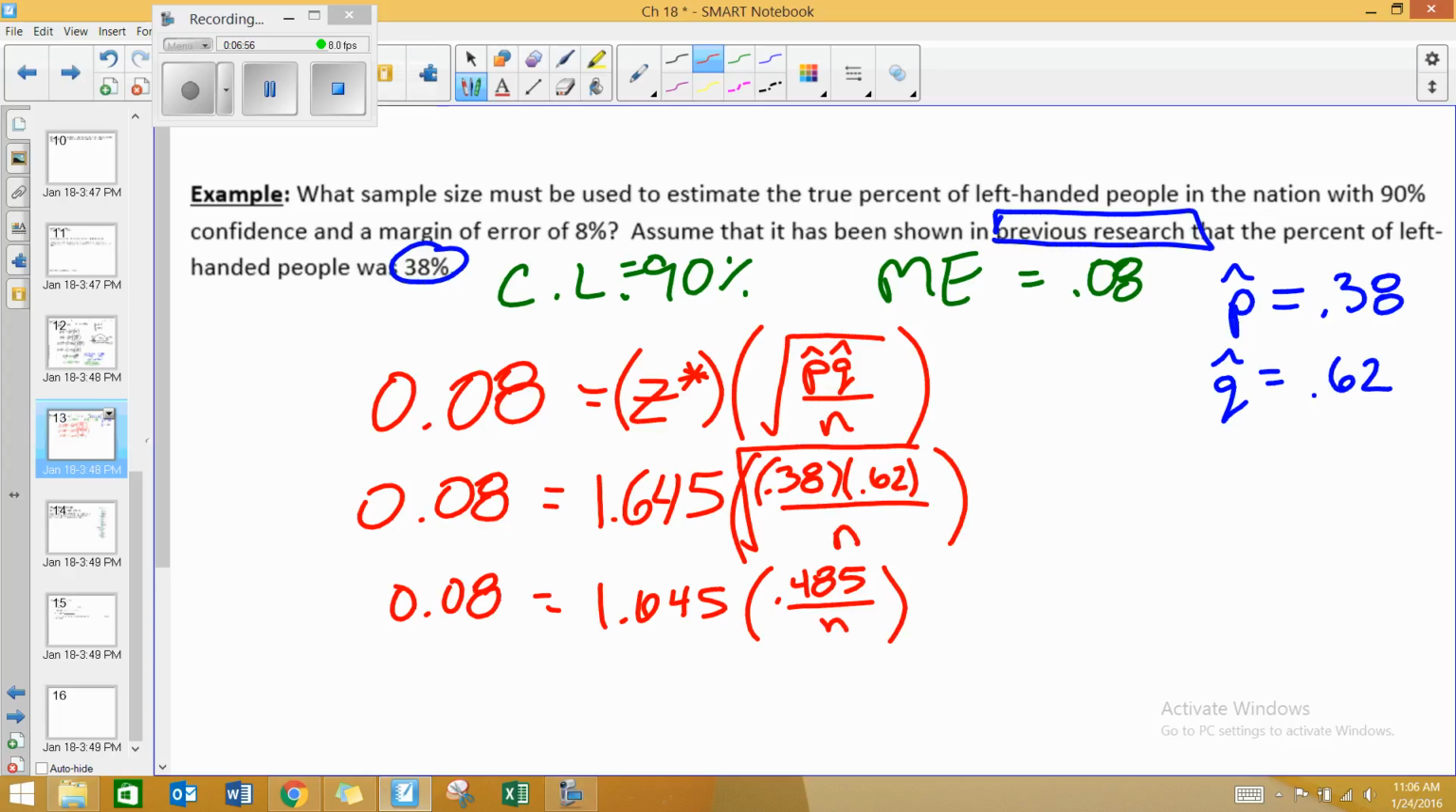The steps are almost identical to the example that I just showed you on the previous slide. If you're having trouble with the algebra from here, just come see me after school or at lunch. You should end up with n equals 99.5. We're talking about people, so I'm going to say we need 100 people, and that's my final answer.